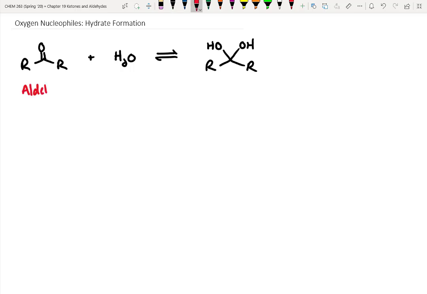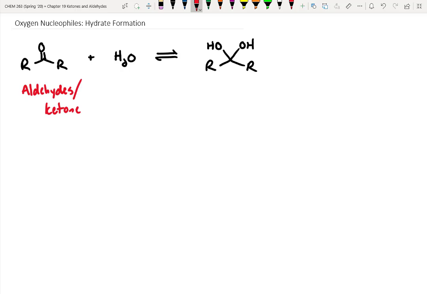So let's go ahead and start with oxygen nucleophiles, and what I want to cover right now is just hydrate formation. And it's pretty straightforward. If you have a ketone or an aldehyde, in this example I'll just draw a ketone, you can have it react with water, and under equilibrium conditions, you can get what is called a hydrate, where water can act as a nucleophile and attack into that carbonyl compound. Again, this works with either aldehydes or ketones.